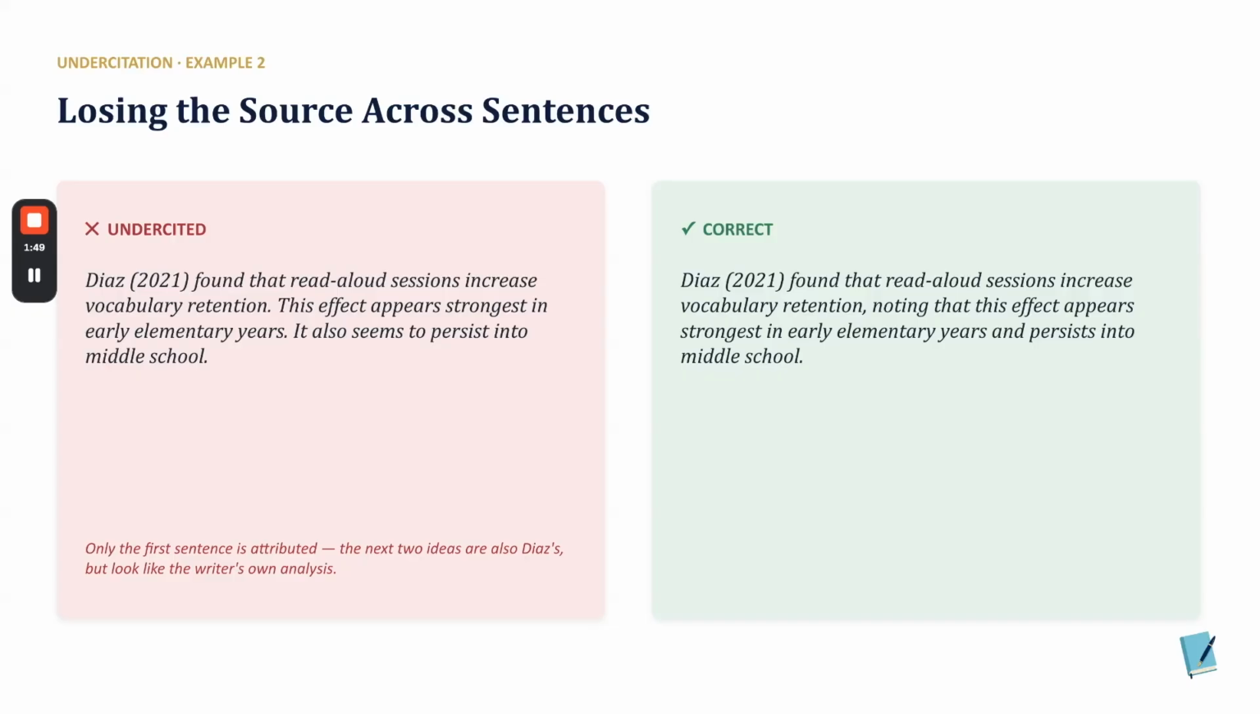The fix: keep the source connected to every idea that's actually theirs. The way this is done on the right-hand side of the screen is by connecting the ideas into one sentence, so it keeps Diaz's work all in one place.